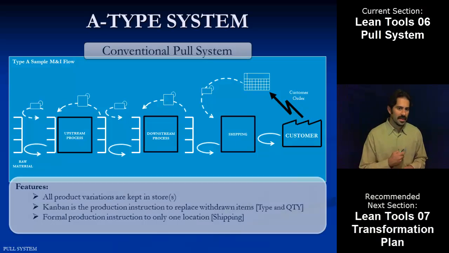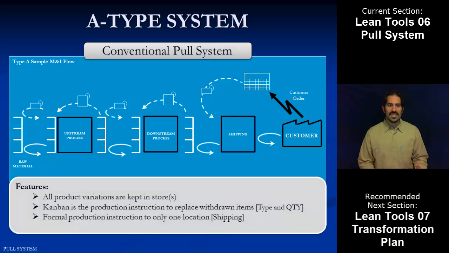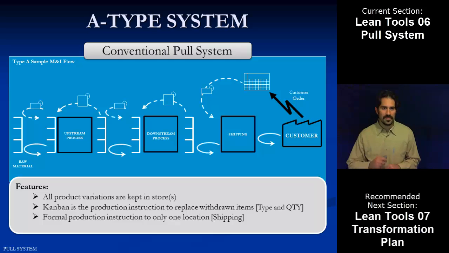And in a conventional pull system, the A type, we have, like we just talked about, all the product variations kept in stores at each work cell, and then Kanban is used as the production instruction to say, okay, I need to take some of this, and you need to make some of it to replenish what I just took, all the way back to the start. And then formal production instruction is really only given to one location, the shipping department. It doesn't have to go to every cell. Every other process, their Kanban is what tells them what to make. So we don't have to worry about trying to manage this big production scheduling system.